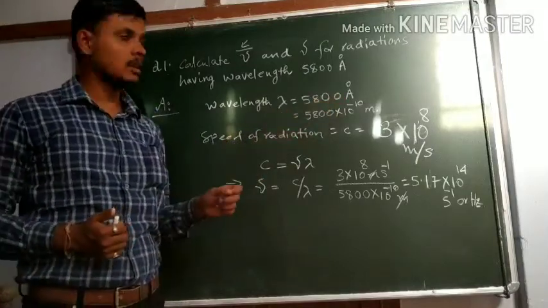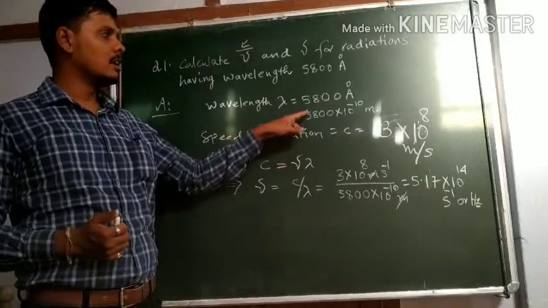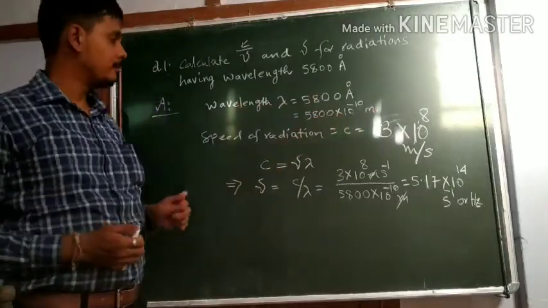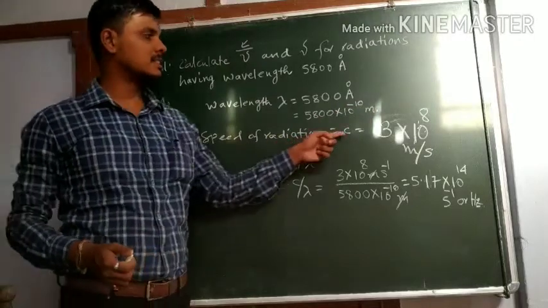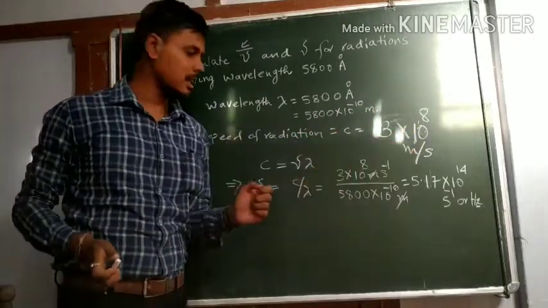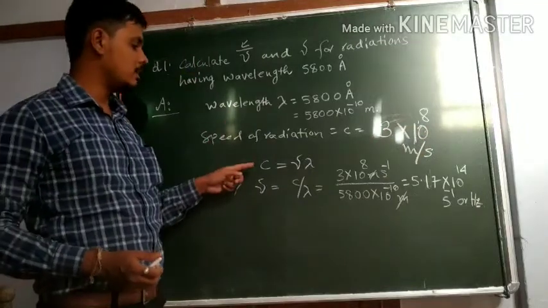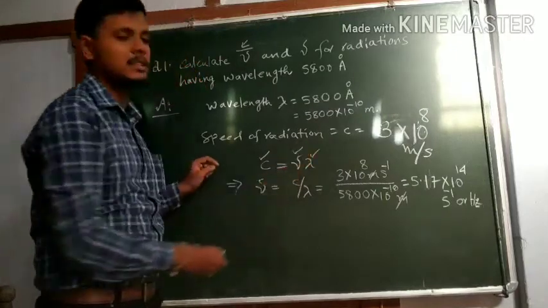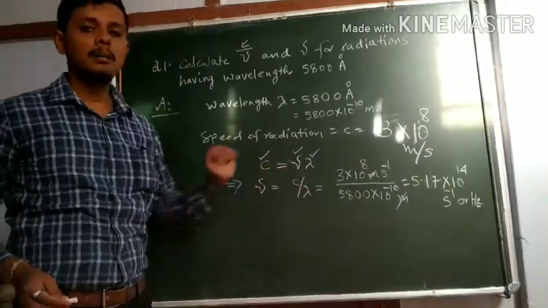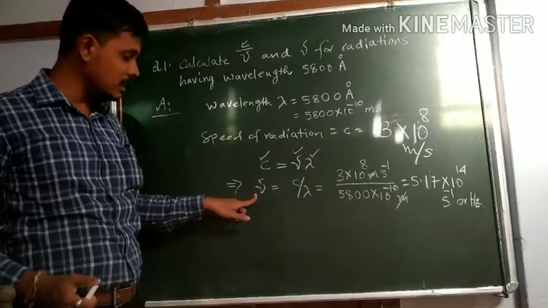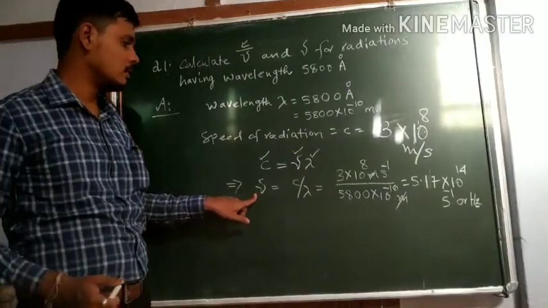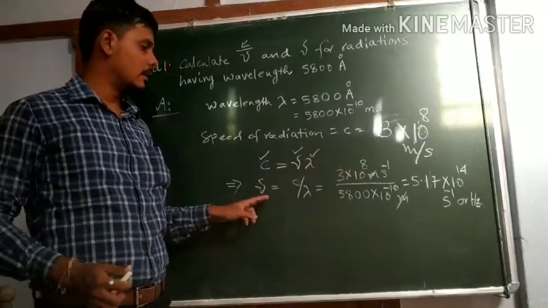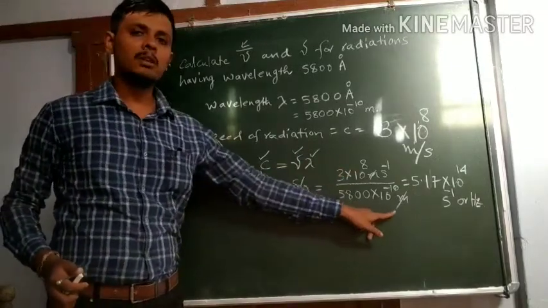So 1 Angstrom equals 10 to the power minus 10 meter. 5800 Angstrom means 5800 into 10 to the power minus 10 meter. The speed of radiation is c, that is 3 into 10 to the power 8 meter per second, and the relationship between speed of radiation, wavelength and frequency is c equals nu lambda, where nu is the frequency. So nu equals c by lambda, where c is 3 into 10 to the power 8 meter per second, and lambda is 5800 into 10 to the power minus 10 meter.